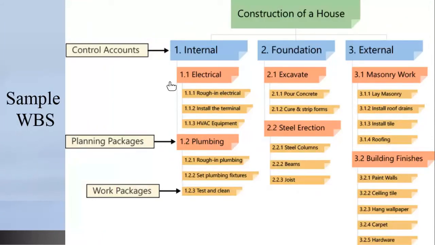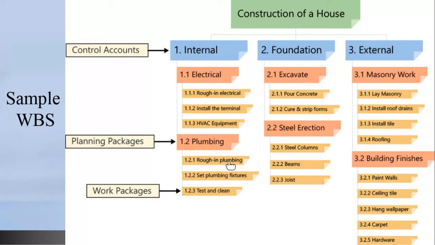Remember we spoke of a control account, right? I said that when you add 1.2 and 1.1 together, all the costs associated with 1.1 and 1.2, it should add up to the cost for internal. So we call that a control account, right? So when you add up the cost account, don't mix up the terms.